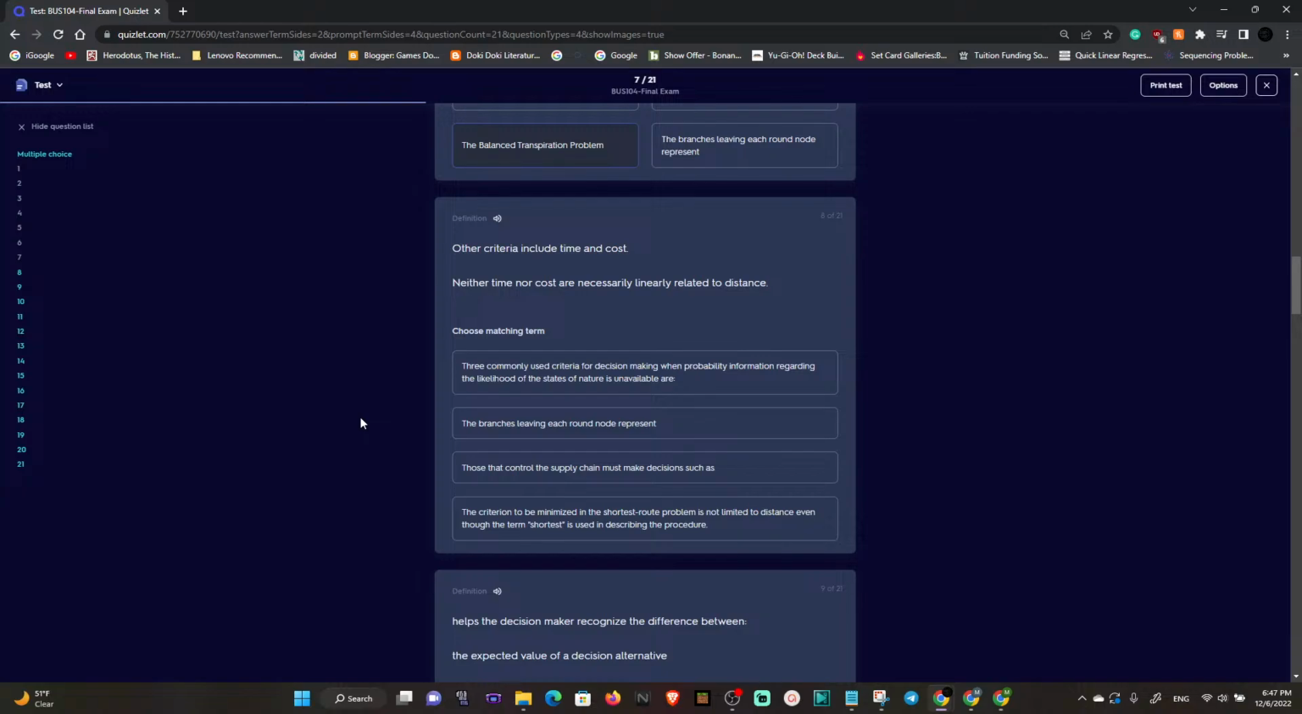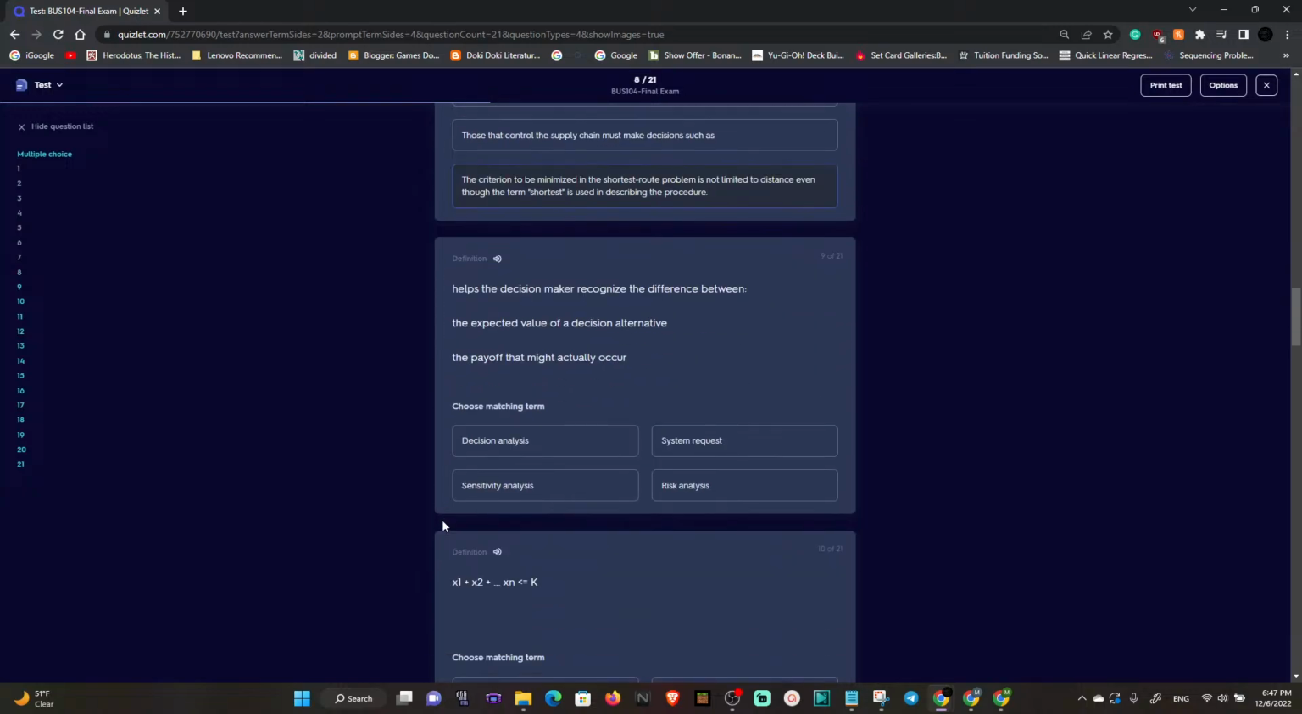The criterion to be minimized in the shortest route problem is not limited to distance, even though the term shortest is used in describing the procedure. D. Helps the decision maker recognize the difference between the expected value of the decision alternative and the payoff that might actually occur. Ooh. What was this again?